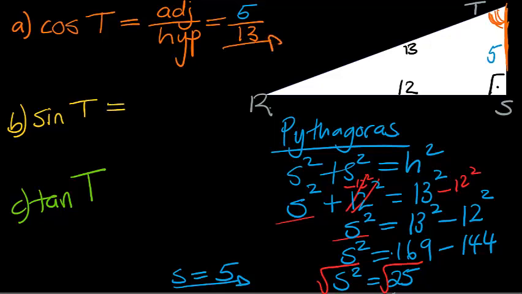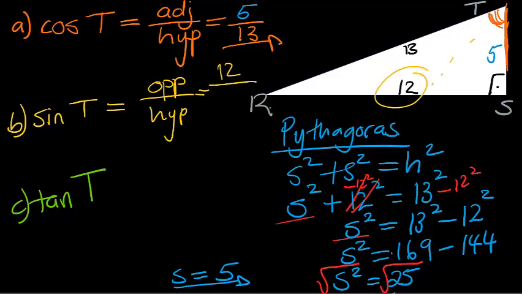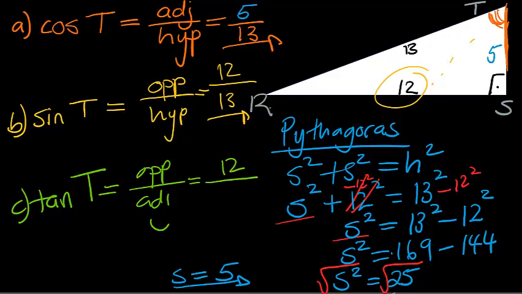Next up, sine of T. Sine is opposite over hypotenuse. And my opposite here is going to be 12. 12 over 13. That's my answer for sine of T. And lastly, tan of T is going to be opposite over adjacent. So opposite is going to be 12. And adjacent is 5. 12 over 5 is my answer for tan of T.